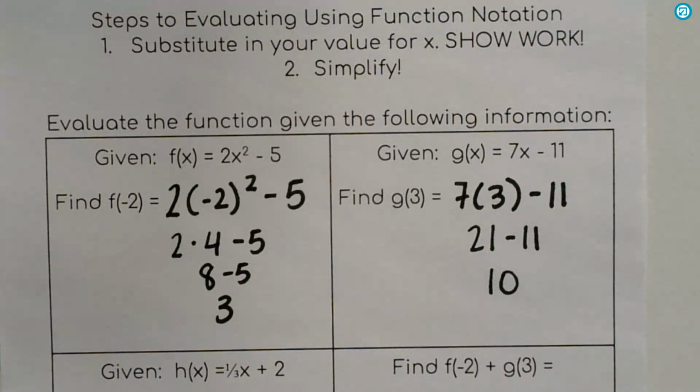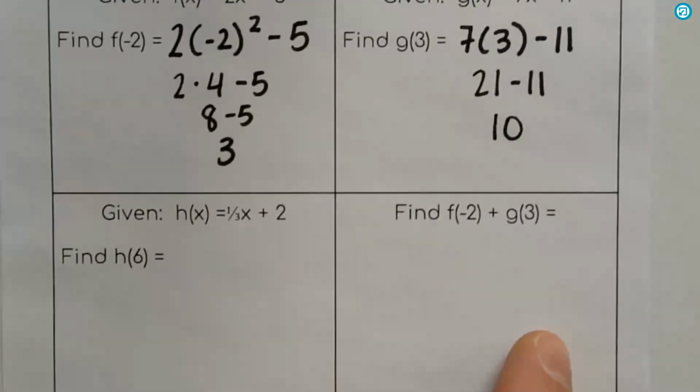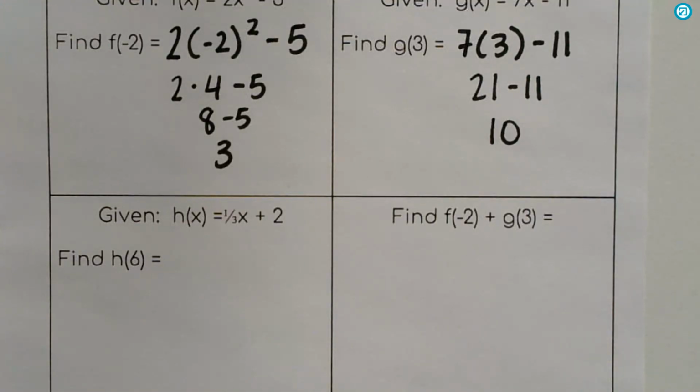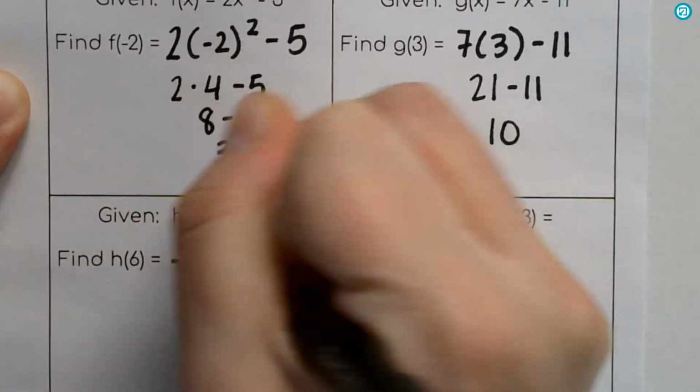Okay. Last one we have on here, and then we've got this weird one here. It's not hard, it's just different. We are given h of x equals 1/3 x plus 2. We want to find h of 6. So we want to plug in 6 for x. So that's going to be 1/3 times 6 plus 2.